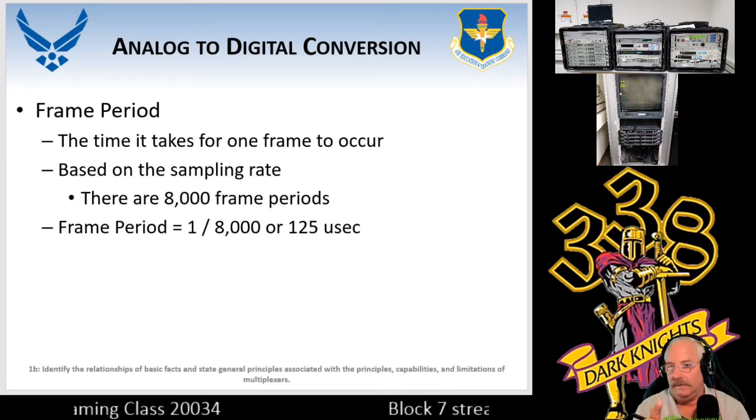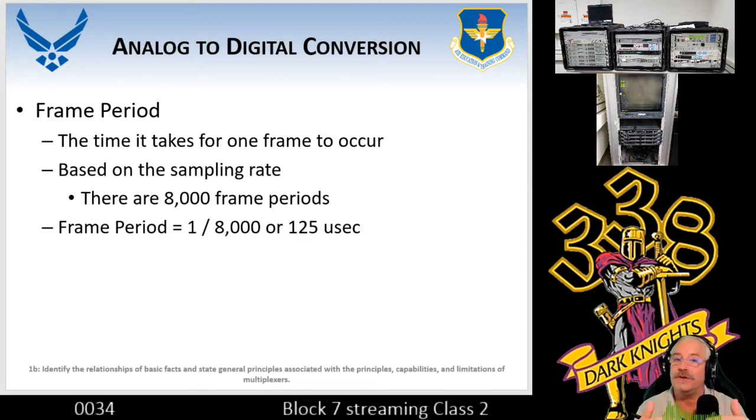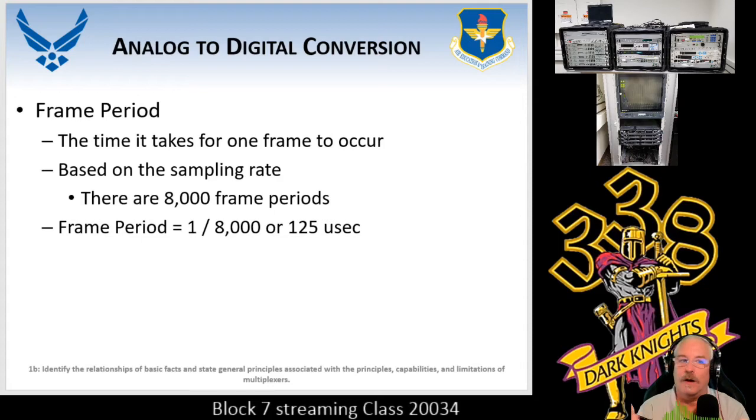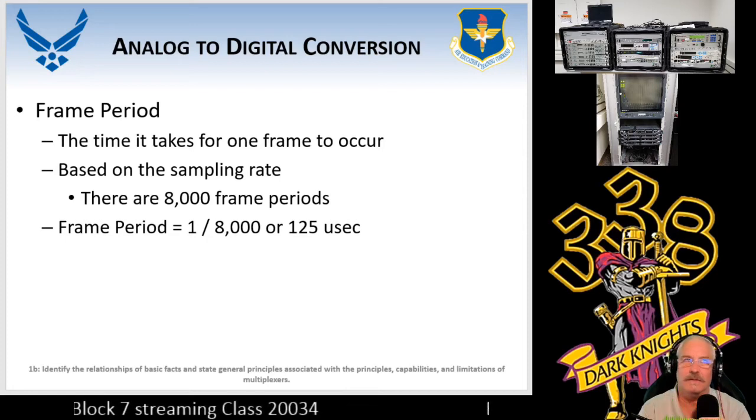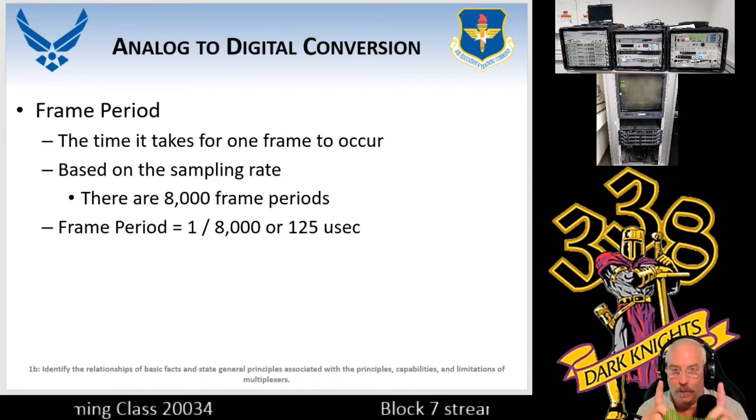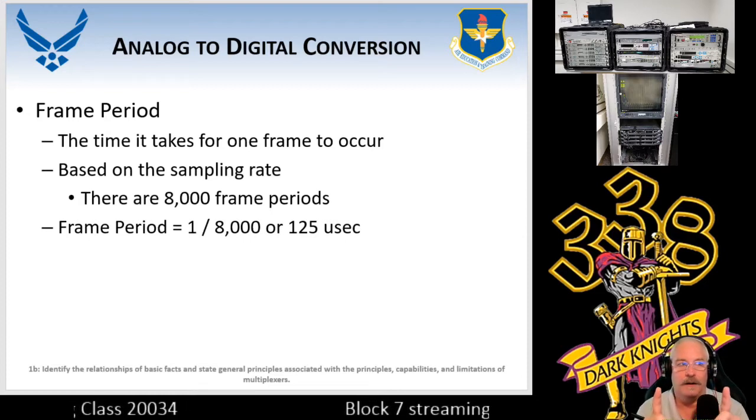So you take the mathematical equation. You don't need to know the mathematical equation, you need to know what the definition is. The mathematical equation proves our point. So we have frame period is equal to the reciprocal of whatever your sample rate is. In our case, we have 1 over 8,000, and it comes out to 0.000125 seconds or 125 microseconds. So that's how long it takes to do one frame, the time it takes for one of those frames to occur.